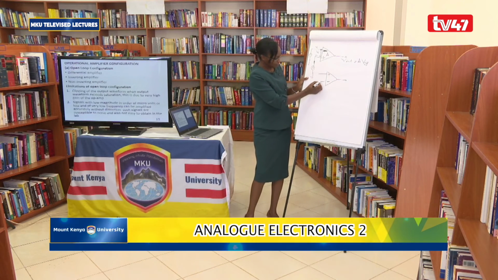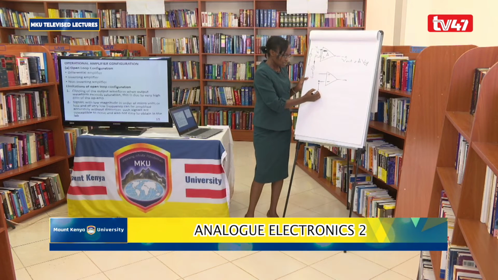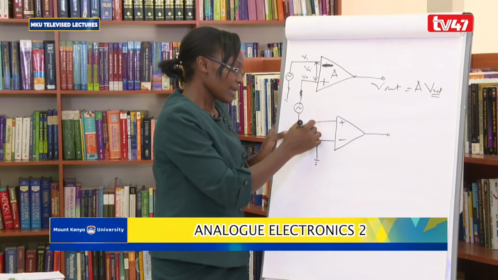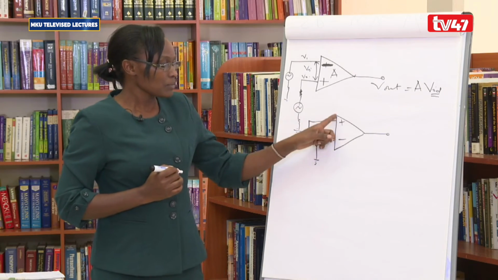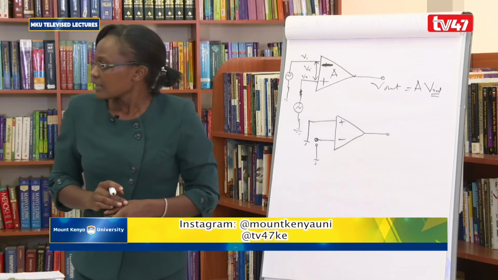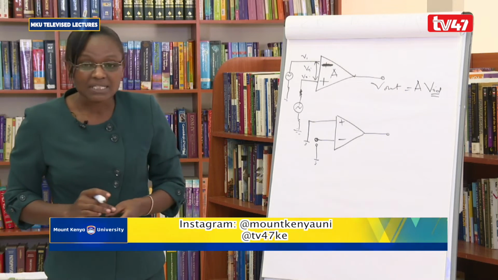For the inverting amplifier, you apply the signal to the inverting terminal. This is the inverting terminal. So you apply your signal there, and the non-inverting terminal you ground like that. That forms the open loop configuration of the inverting amplifier.